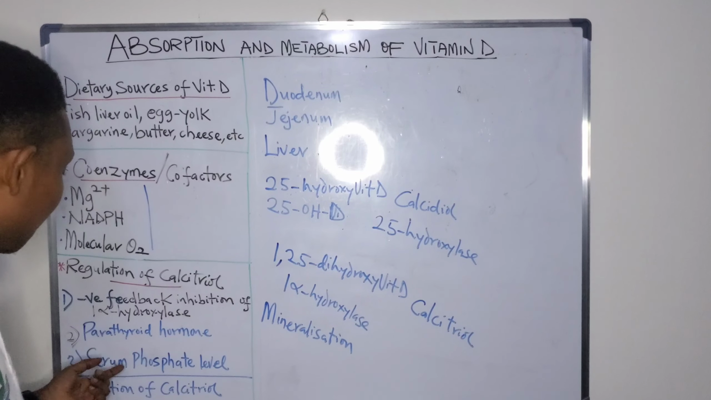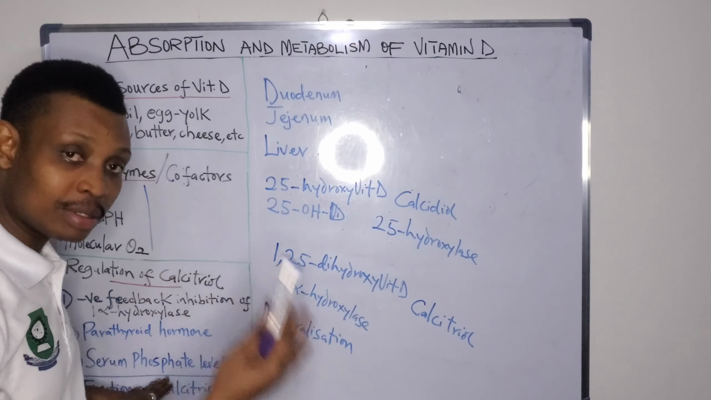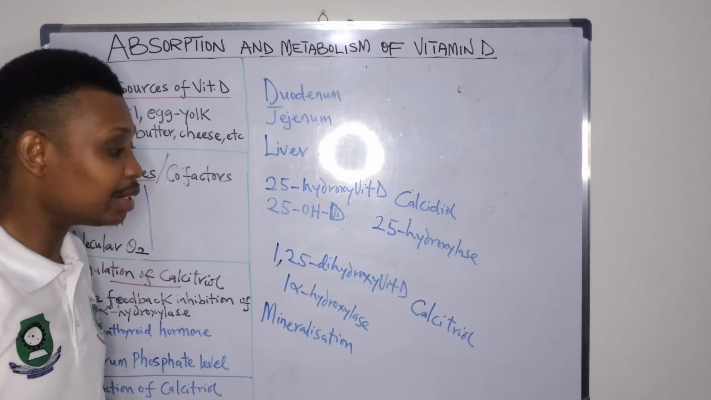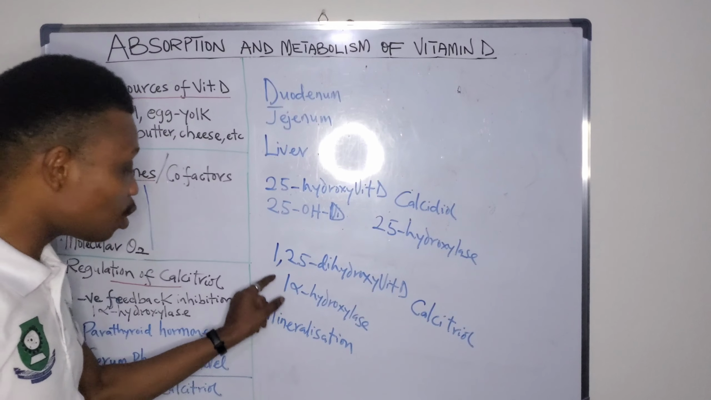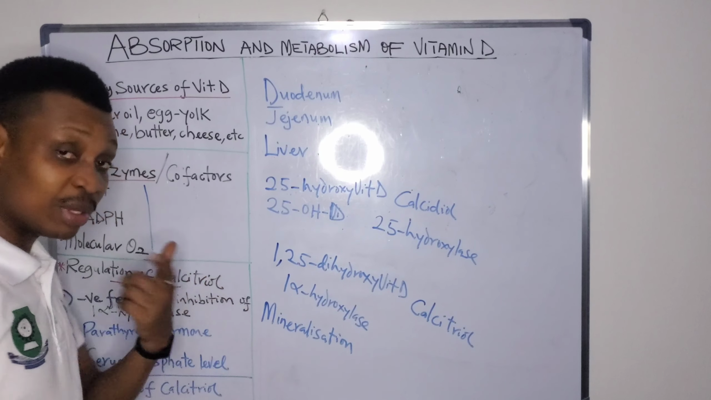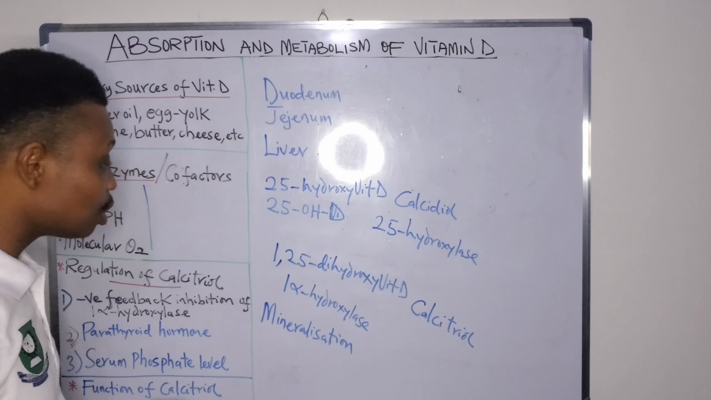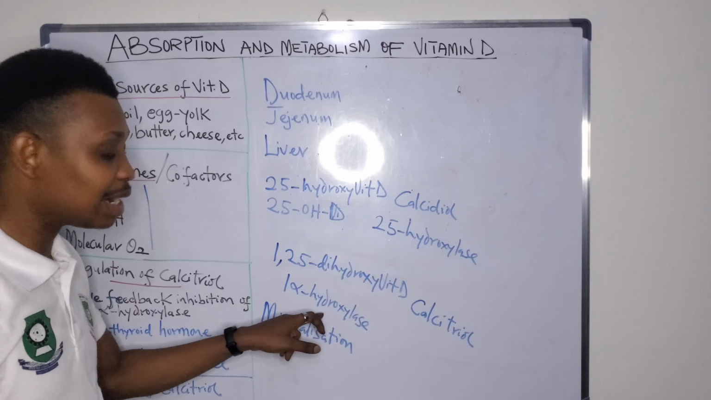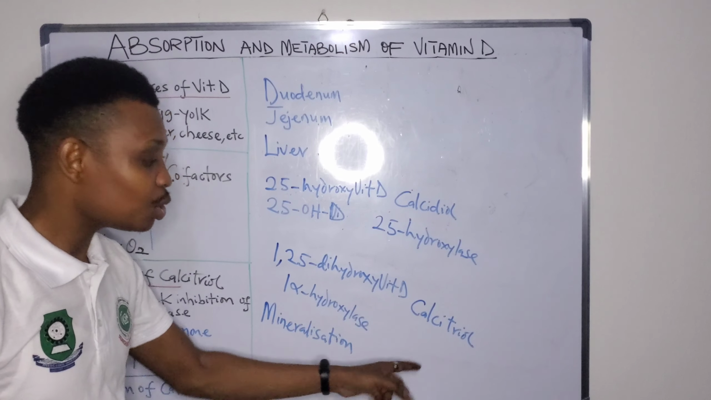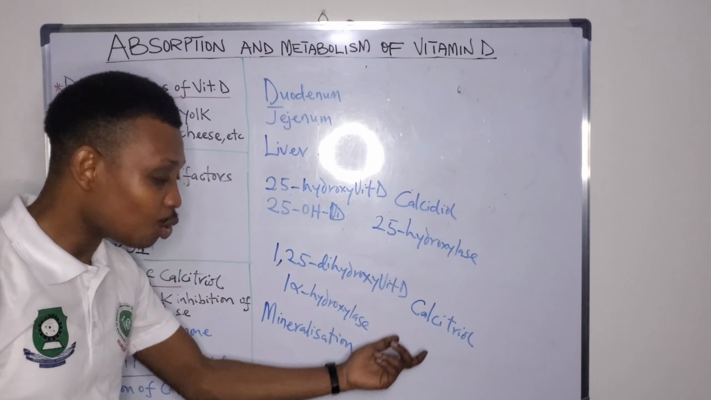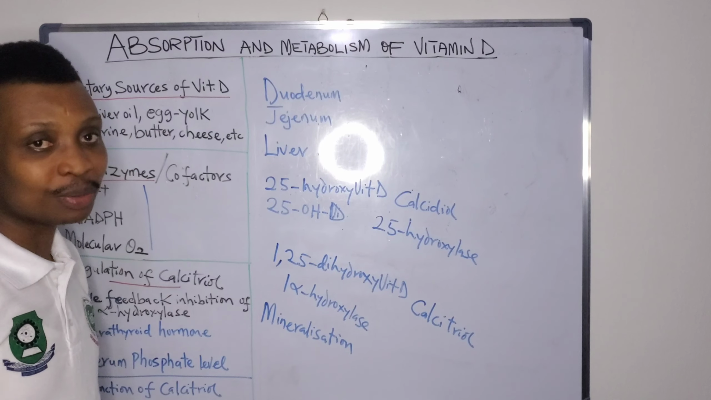On the other hand, an increased level of phosphate in the circulation will result in a decreased production of calcium. That is because 1-alpha hydroxylase will be inhibited. So an increased concentration of phosphate in the circulation will inhibit 1-alpha hydroxylase, which will result in decreased production of calcitriol, which will in turn result in a decreased production of calcium.